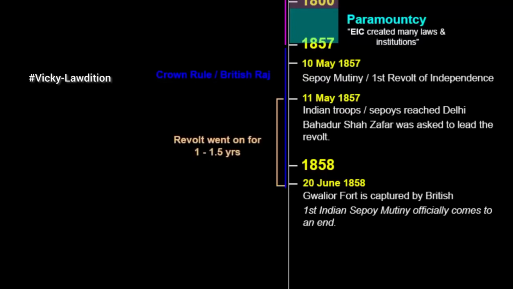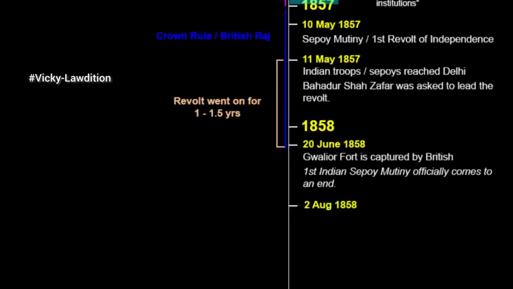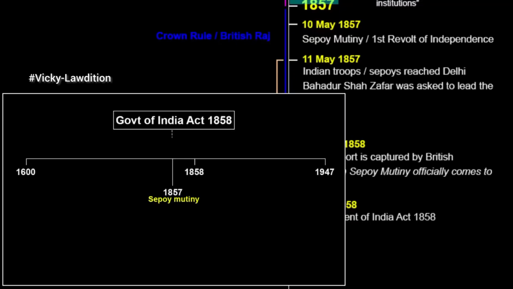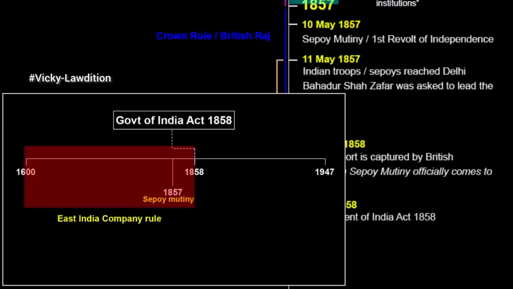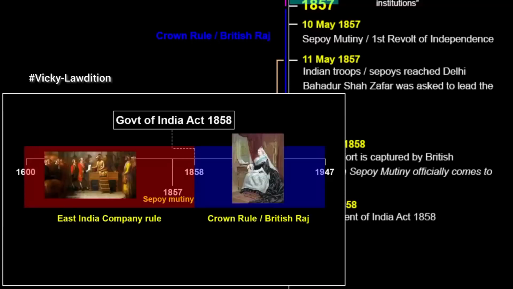And it forced the British government to rethink and replan its ruling policies in India. That is how on August 2nd, 1858, the British Parliament passed the Government of India Act 1858. Under this act, the East India Company was formally dissolved and its ruling powers over British territories in India came to an end and were transferred to the British Crown. In other words, from here on, the era of the new British Raj started.